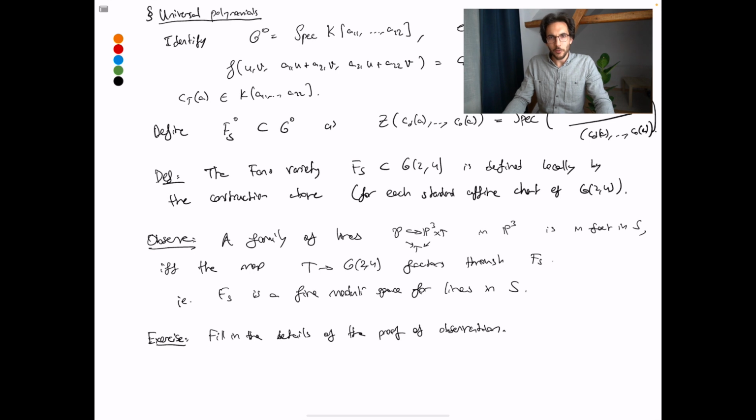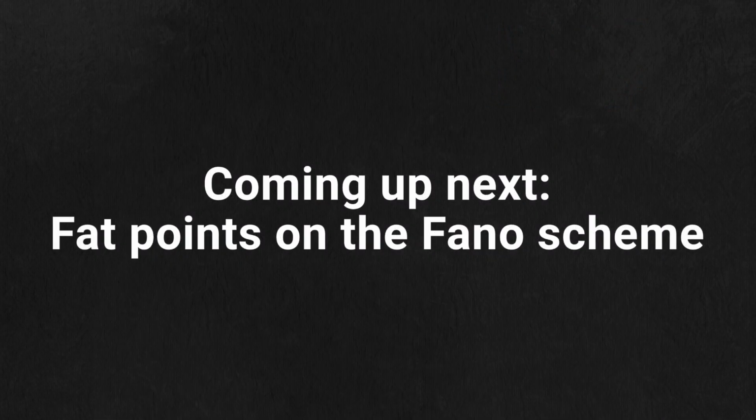And if you can, it makes sense to fill in the details of the proof of this observation on how you would globalize. But the upshot of this section is to say that, okay, F_S captures the family of lines inside of S. In particular, if lines inside of S cannot be perturbed, then points in F_S cannot be perturbed, which means F_S is reduced. And it will be zero-dimensional when this condition holds. And we will see that no line can be perturbed precisely when the surface has degree at least 3. So let's start thinking about this.